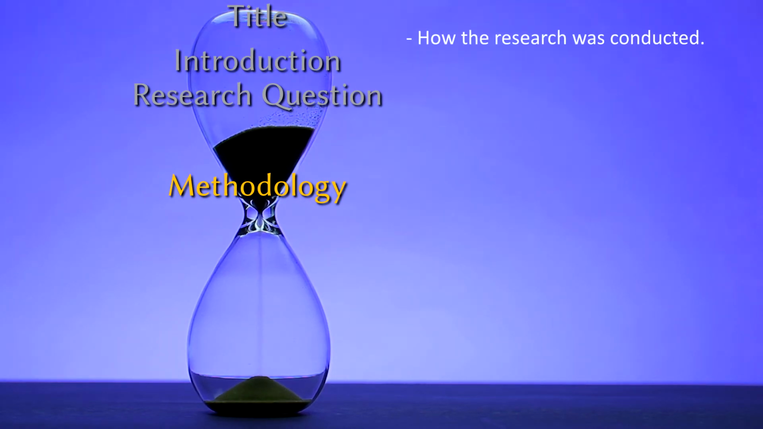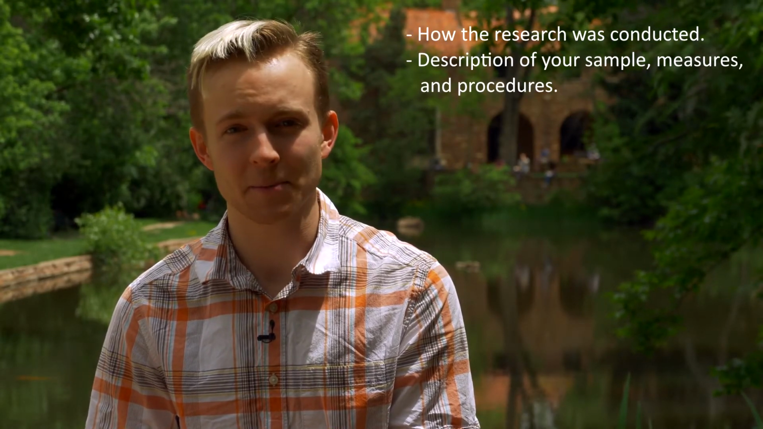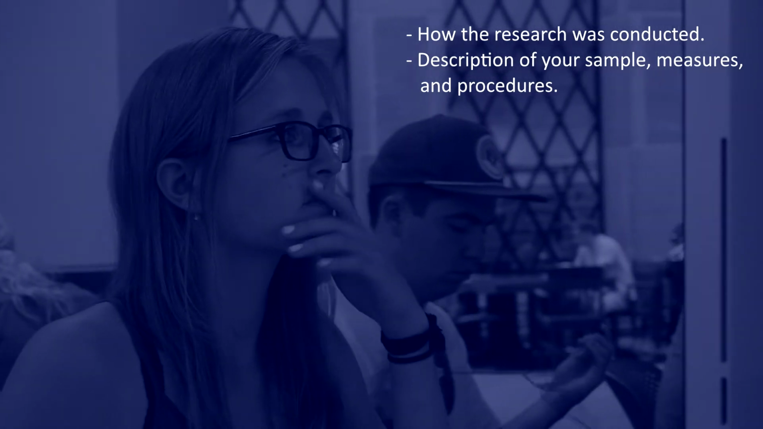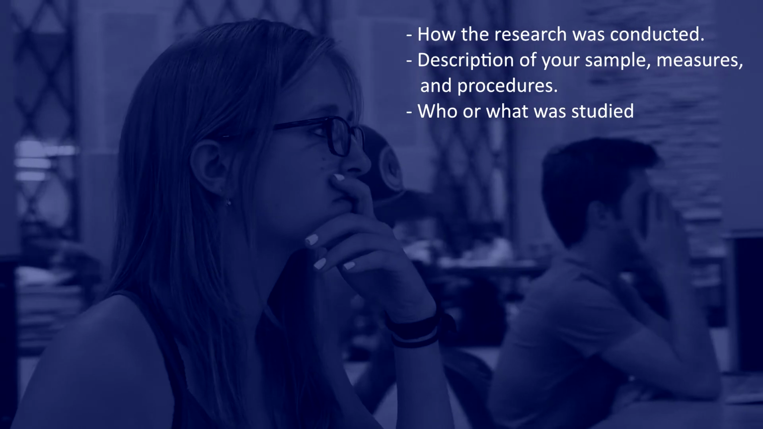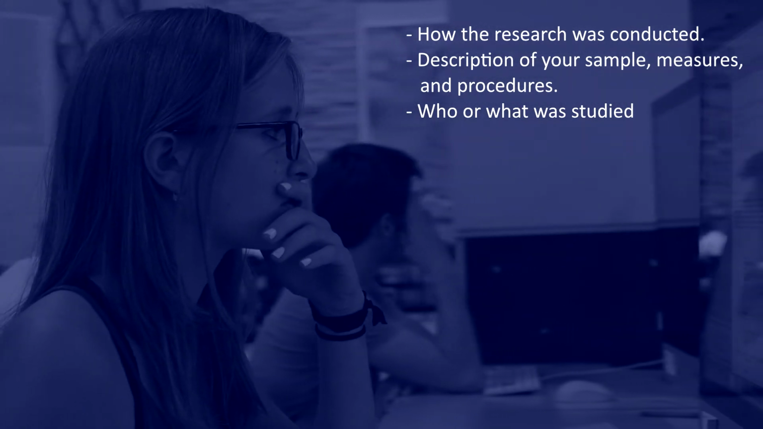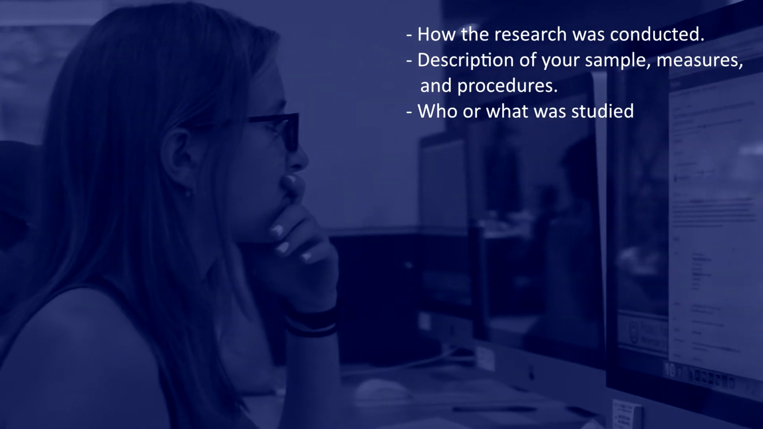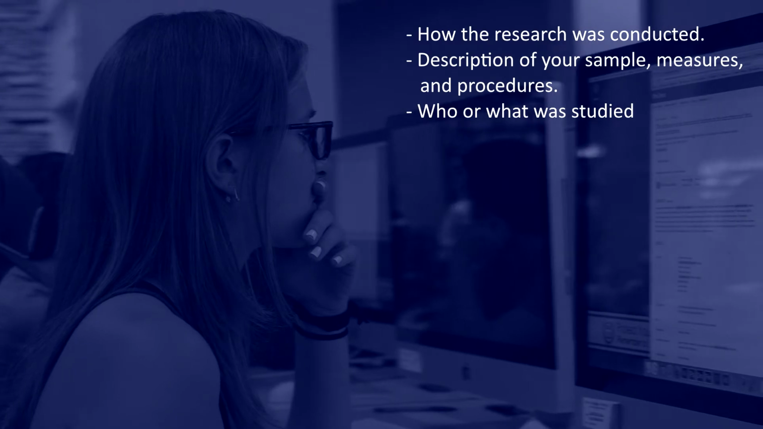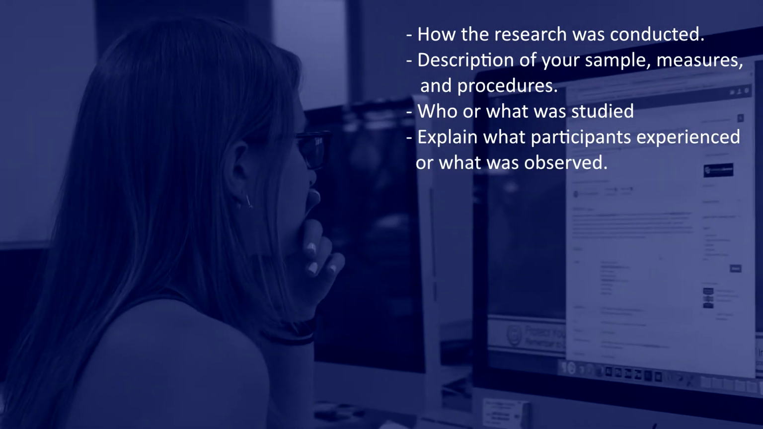The methods section describes how the research was conducted. It includes descriptions of your sample, measures, and procedures. In the sample section, identify who or what was studied, people, animals, etc. If you group observations, use meaningful names like low-income fathers rather than abbreviations like LI fathers or labels like control group. It can also be helpful to describe the procedures.